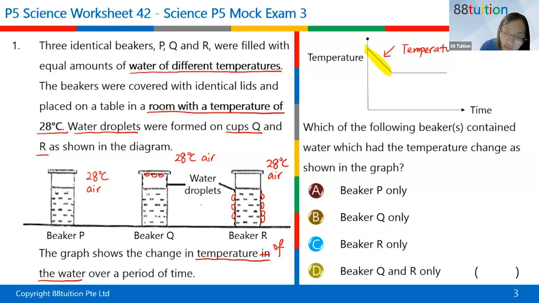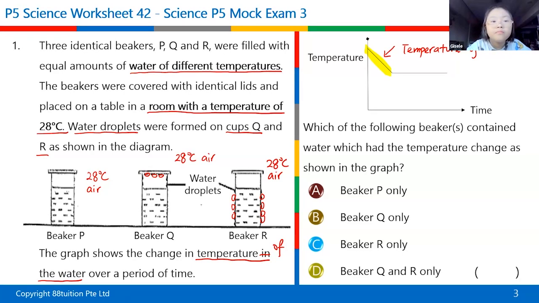Temperature of what? Can you tell me temperature of what? Is it the temperature of the air around, the temperature of air in the room, or what? Room. Okay, then noted on your message. So can you tell me what is dropping? Temperature of what decreases? Water. All right. Water in the beaker. So temperature of water drops.